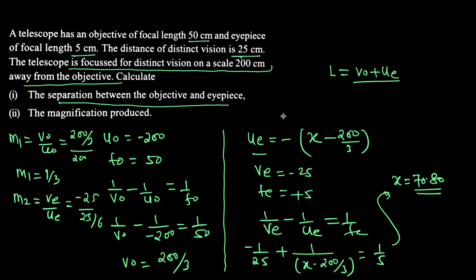So M2 will be equal to 6, and M1 is equal to 1 by 3. So total magnification M is equal to M1 into M2. That is equal to 1 by 3 into 6, that will be 2. So this is the final magnification.